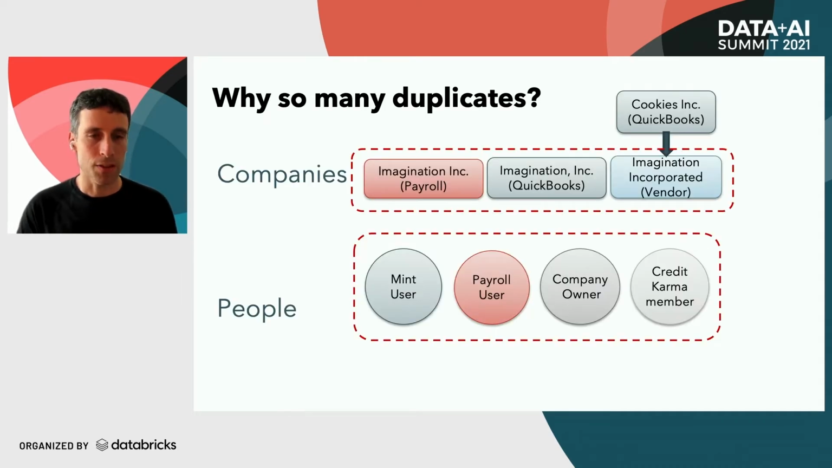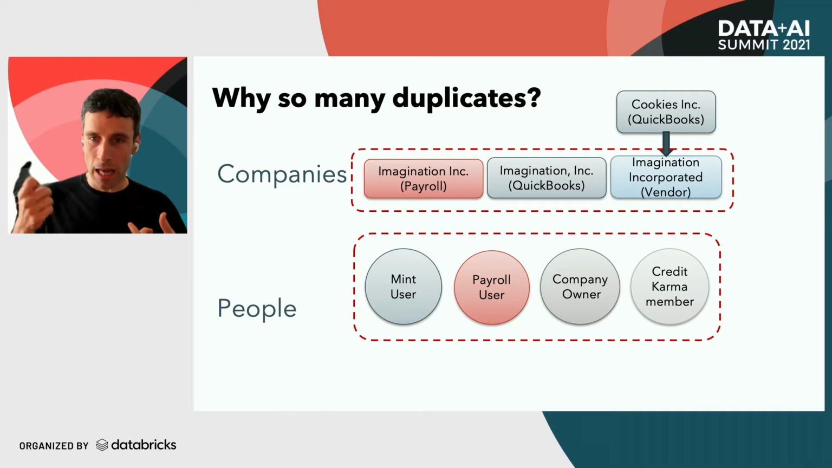So duplicate data is a common problem when you have a large business. Intuit has been around for almost 4 decades. But in our case, it happens for a couple of very specific reasons to our business. For example, you might have this company, Imagination Inc., that has a payroll product of ours. They may have signed up separately for a QuickBooks product with a slightly different name. They may not have linked the 2 accounts together.